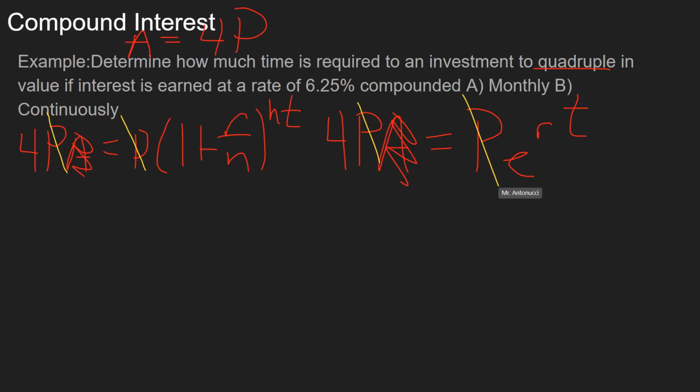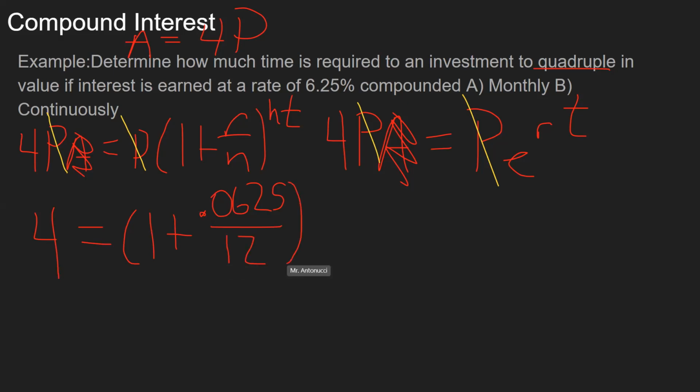Okay, now let's fill some other things in. So this one would be 4 equals 1 plus r, which is 0.0625. Be careful, you have to convert the percent to a decimal. And n is the number of compoundings, which if it's compounded monthly, that would be 12 compoundings per year. And you would have 12t here. This one would be 4 equals e to the 0.0625t.